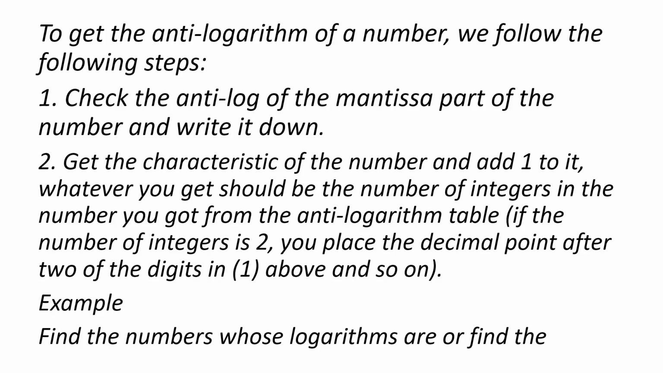1. Check the anti-log of the mantissa part of the number and write it down. 2. Get the characteristic of the original number and add 1 to it. Whatever you get should be the number of integers in the number you got from the anti-logarithm table. If the number of integers in the original number is 2, you place the decimal point after 2 of the digits in 1 above, that is in the number from the antilog table, and so on.